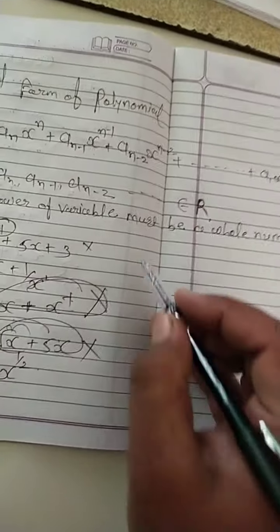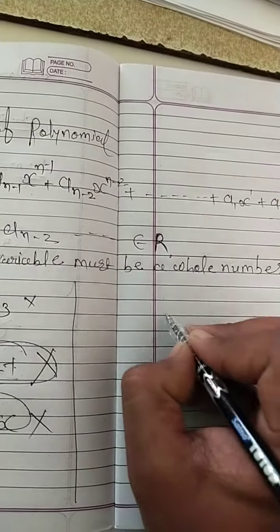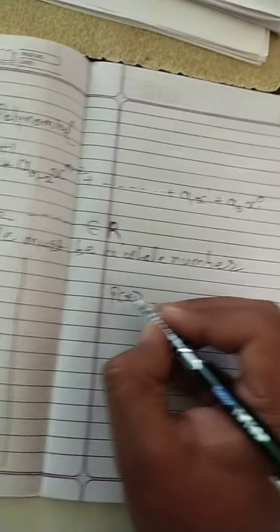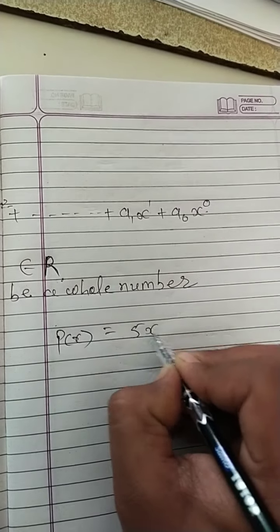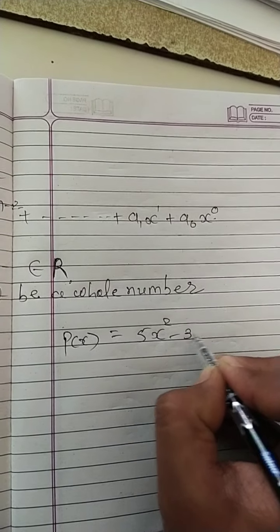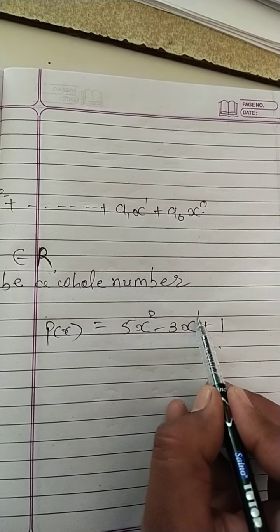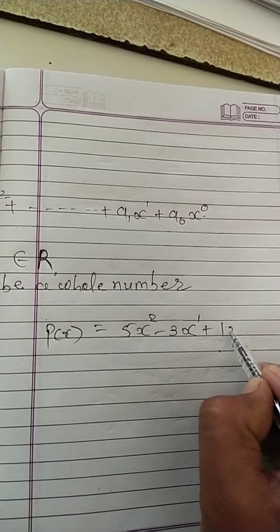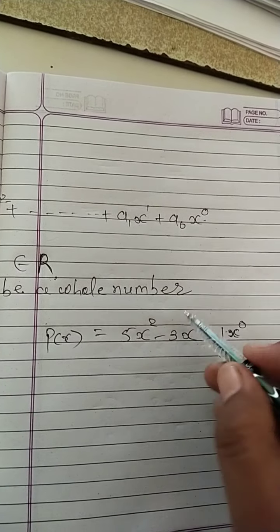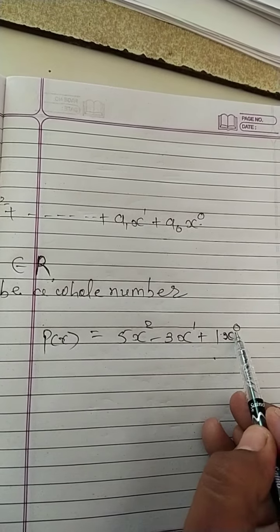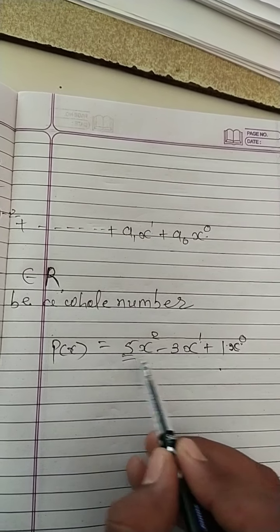Okay, then according to standard form, what is a polynomial? I am writing here that p of x is equal to 5x square minus 3x plus 1. So here power of variable is a whole number. We can write here 3x raised to 1 and 1x raised to 0. X raised to 0 means 1, as we know. So power of variable, minimum power is 0, then 1, 2, etc. And constant number can be any real number.